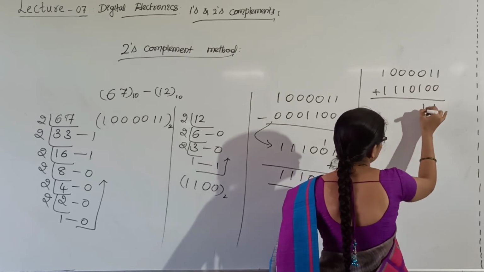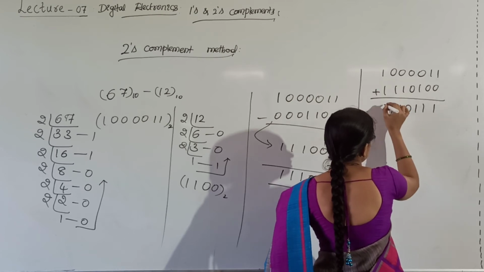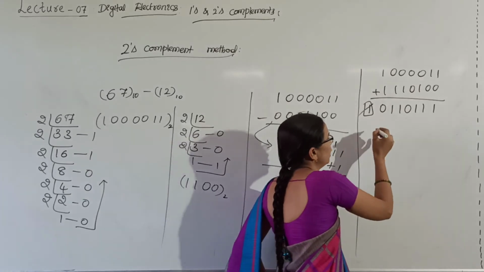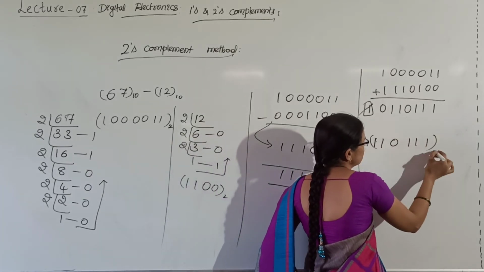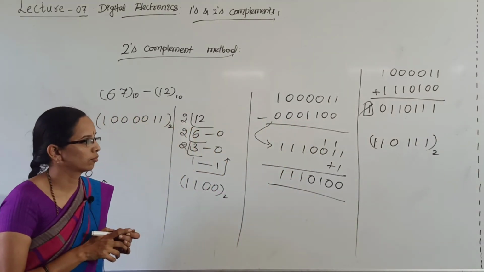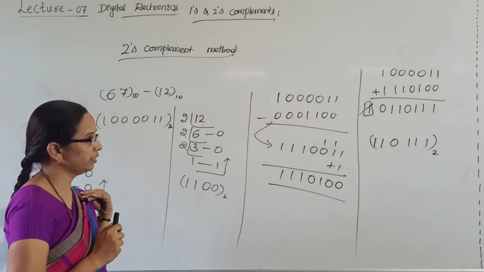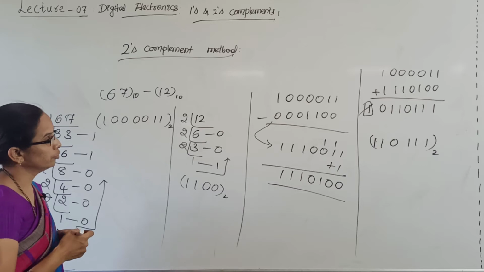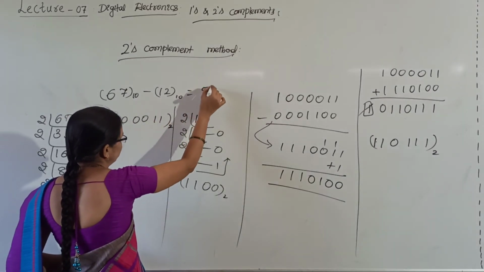Add it. 1 plus 1 is 0 and results in 1, an end around carry. Just discard it, and the answer is 110111, the final answer. That is 32 plus 16, that is 48, plus 7 is 55. Here also we will get 55.